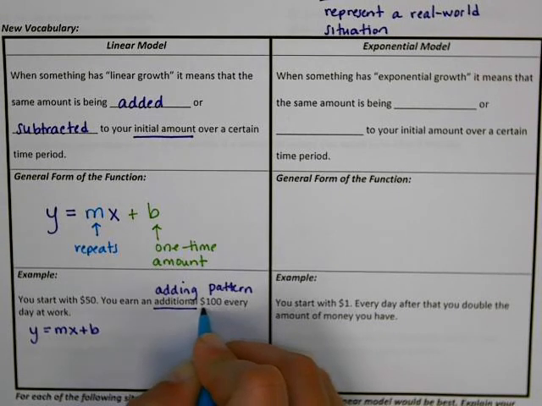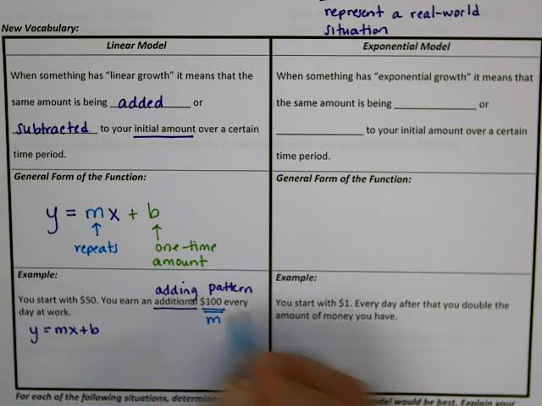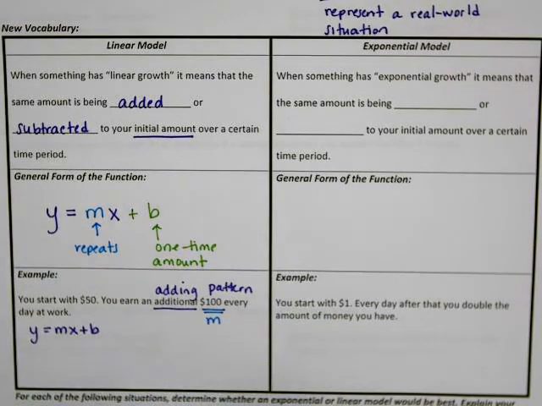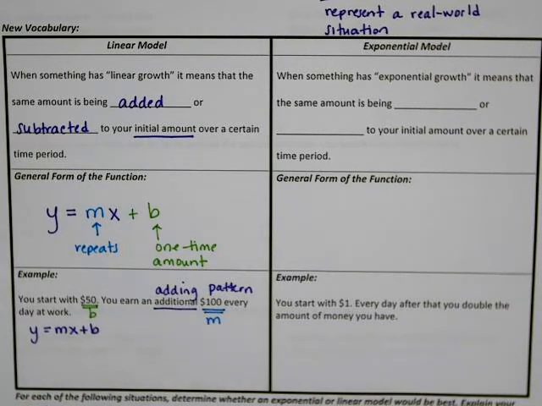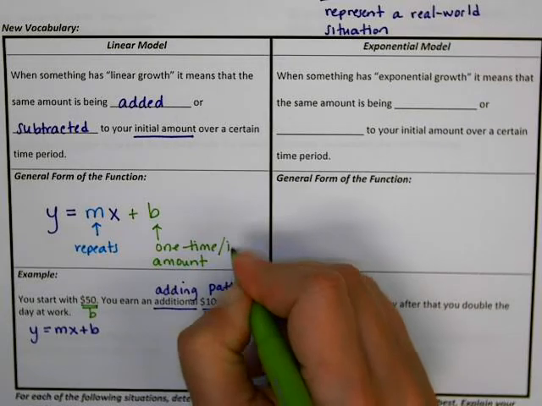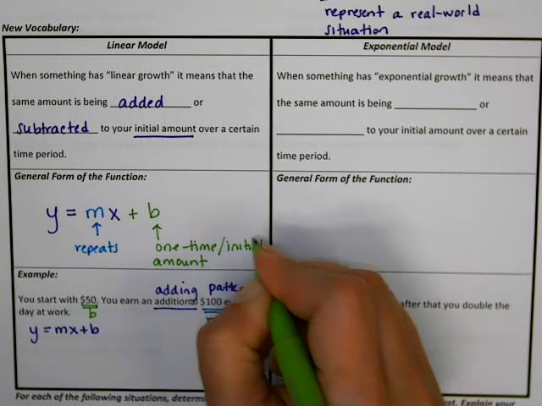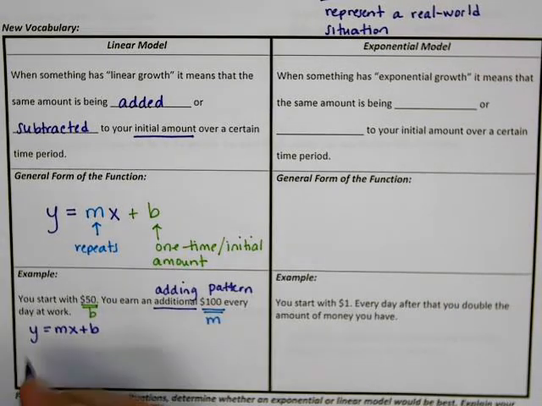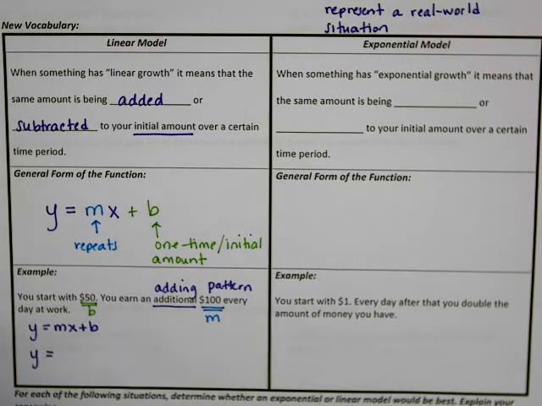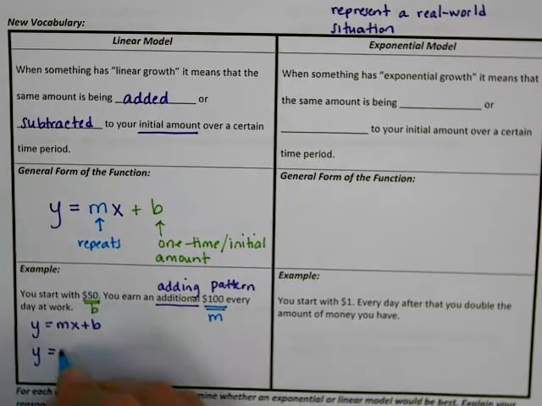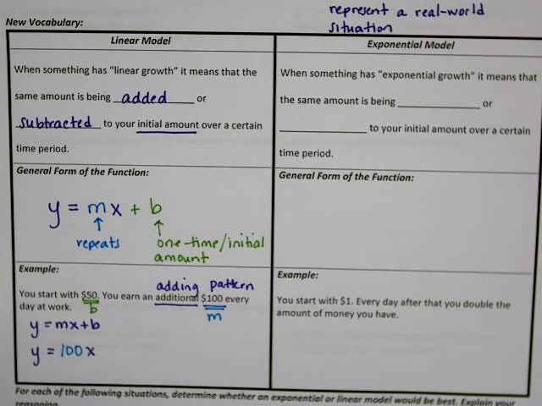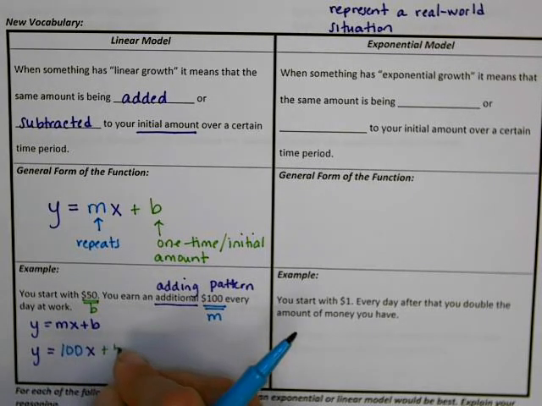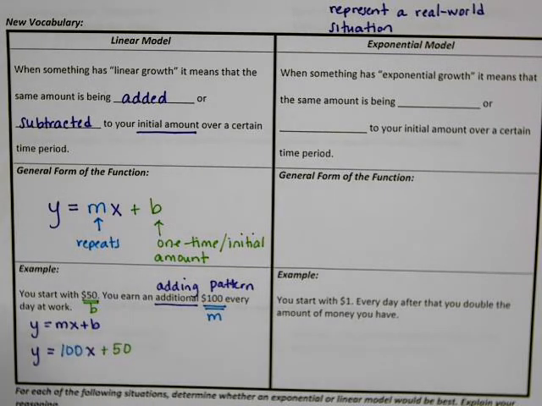So we would write y equals mx plus b, and we would need to identify the m and identify the b from the problem. Now the m is what repeats over and over again. So because I'm earning $100 every day, that would be the m. And because I started with $50, that would be the b. It's your one-time initial amount. So when we set this up and we create an equation, we would have y equals 100x plus 50 because you started with $50.